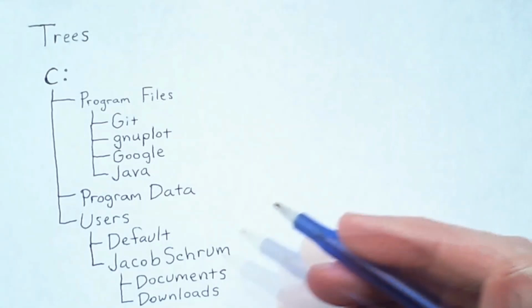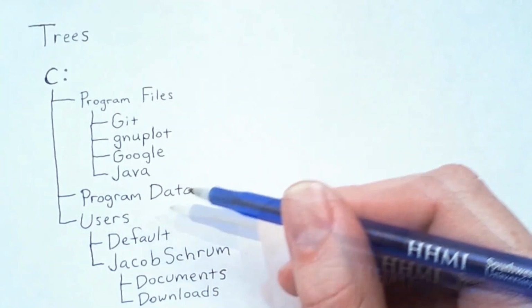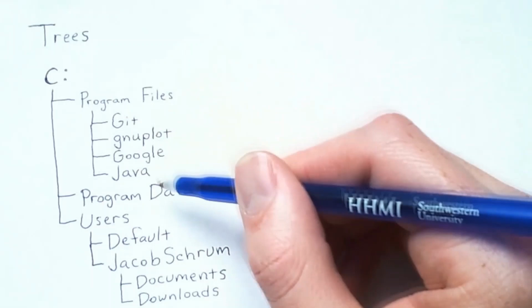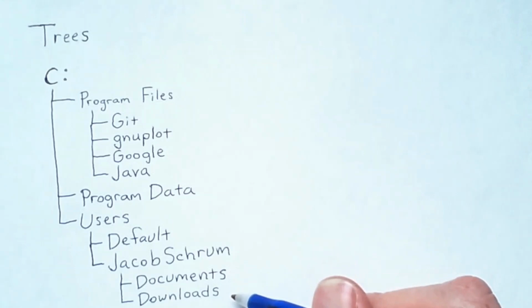This portion of my file structure shows that I have a hard drive named C, and some of the directories on my hard drive are program files, program data, and users. Within the program files directory are four more directories, and within the users directory I have two directories, and then within the Jacob Schramm directory, which is inside of the users directory, I have two more directories shown. In general, the purpose of a tree is to represent data that has some sort of branching structure.